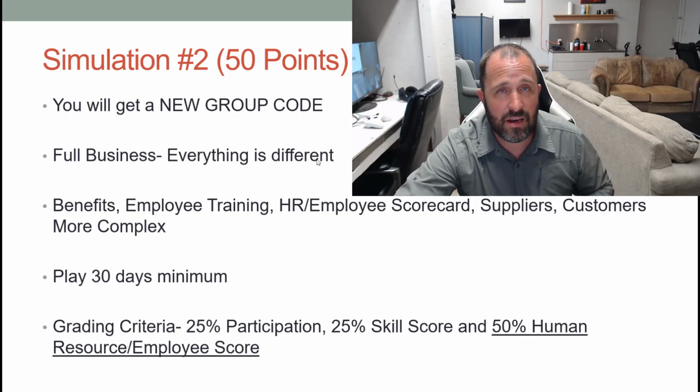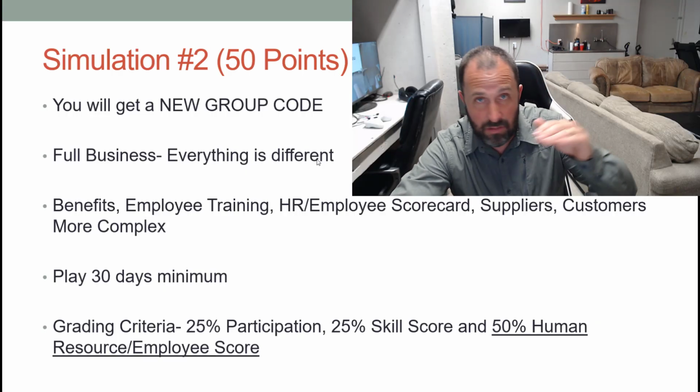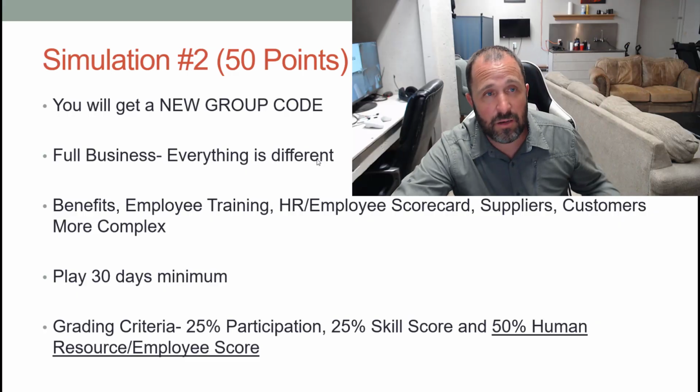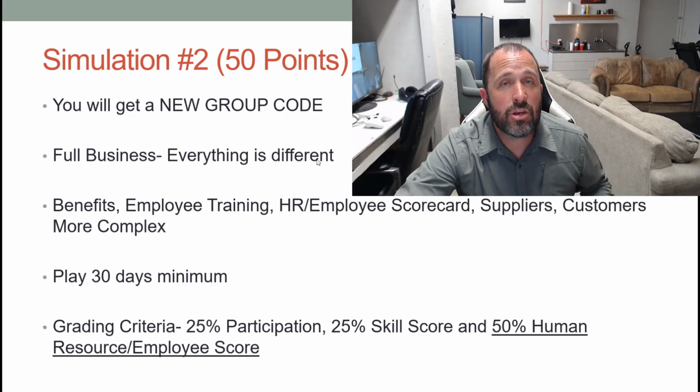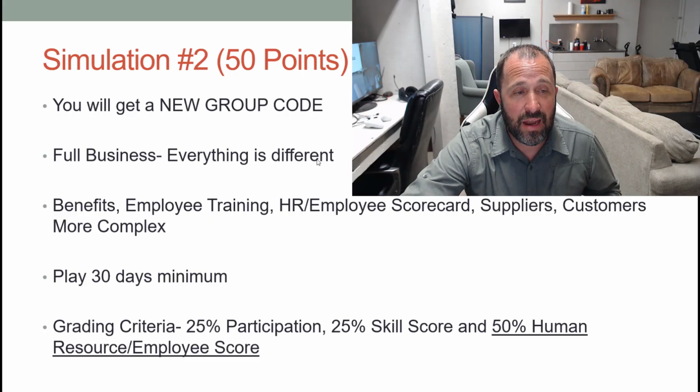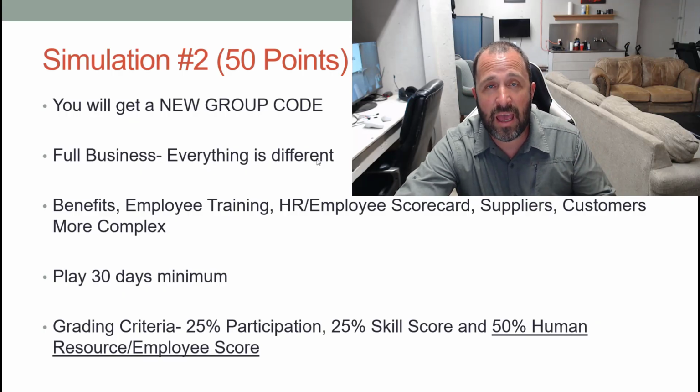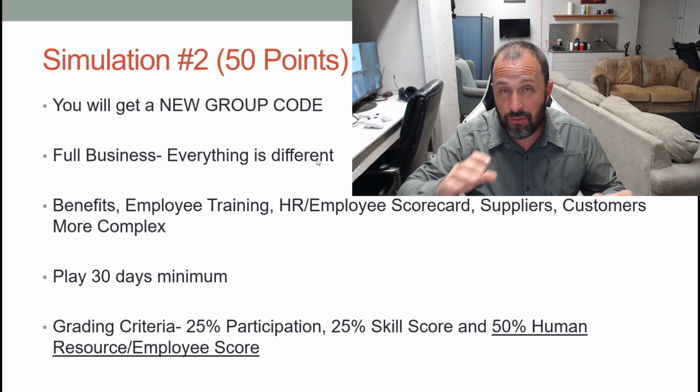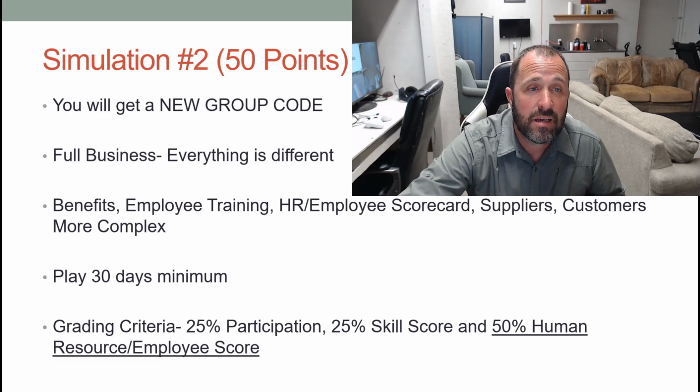The second simulation assignment, that was child's play, right? It's like preseason NFL. The second one, you're competing against the system and other people. You're going to get a new group code. That is basically a new game, and this is the last one. This is the one that you'll have for the rest of the class.